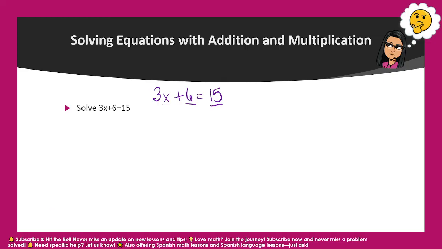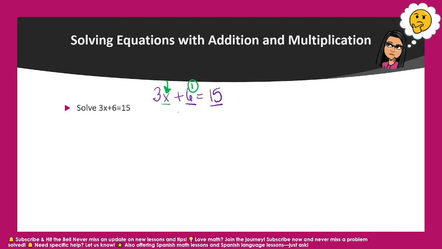Okay? So remember, whenever we're solving equations, the objective is for us to leave x alone, to isolate it. Okay? But I need to get rid of the 6 and I have to get rid of the 3. So which one should I get rid of first? You always get rid of the constants, or the terms that are not next to the x. So in this case, I'm going to get rid of the 6 first.